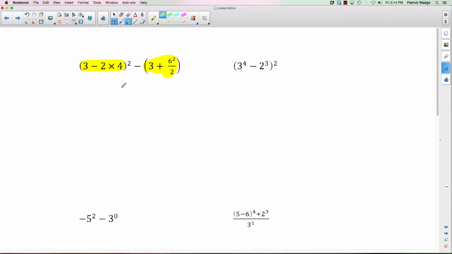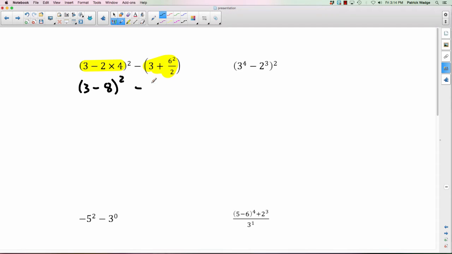Now here's the thing. In the brackets, you also have to follow BEDMAS. So in this first bracket, we have a subtraction step and we have a multiplication step. What happens first? Multiplication. So I'm going to rewrite the 3. I'm going to rewrite the minus. And then I have 2 times 4, which is 8. That's going to be squared eventually.